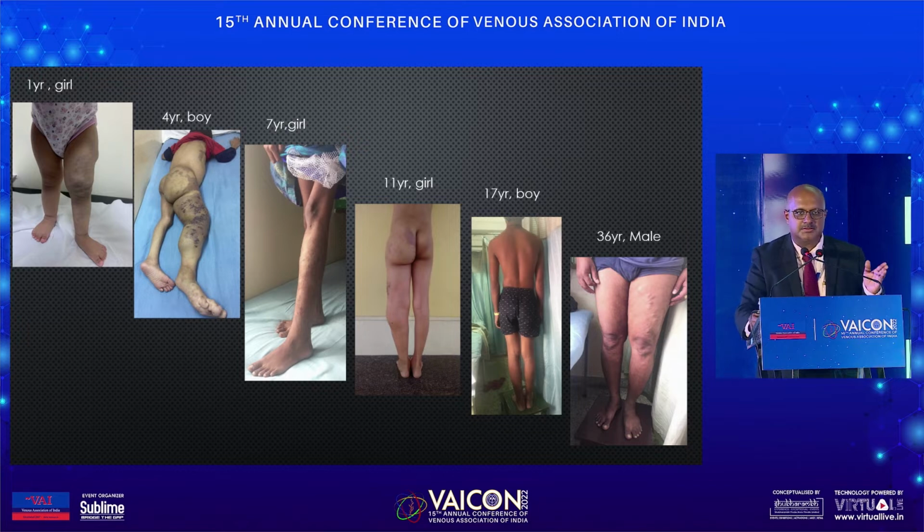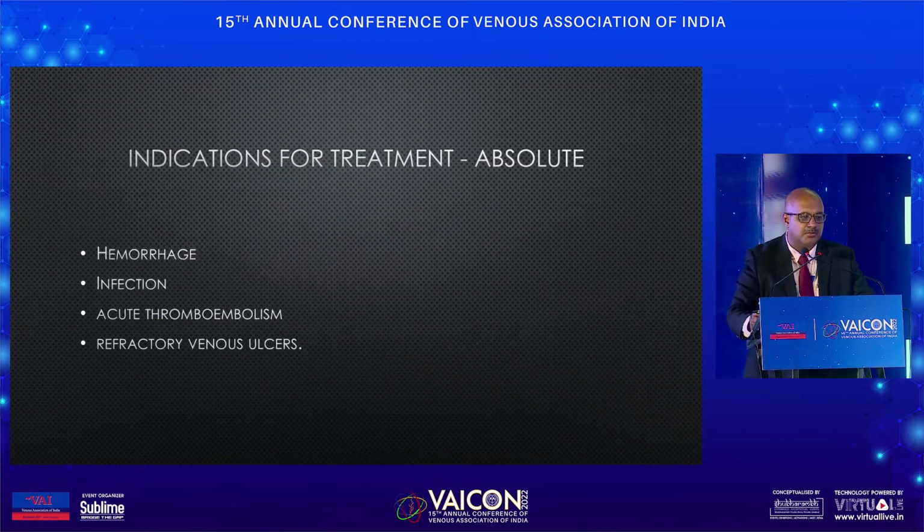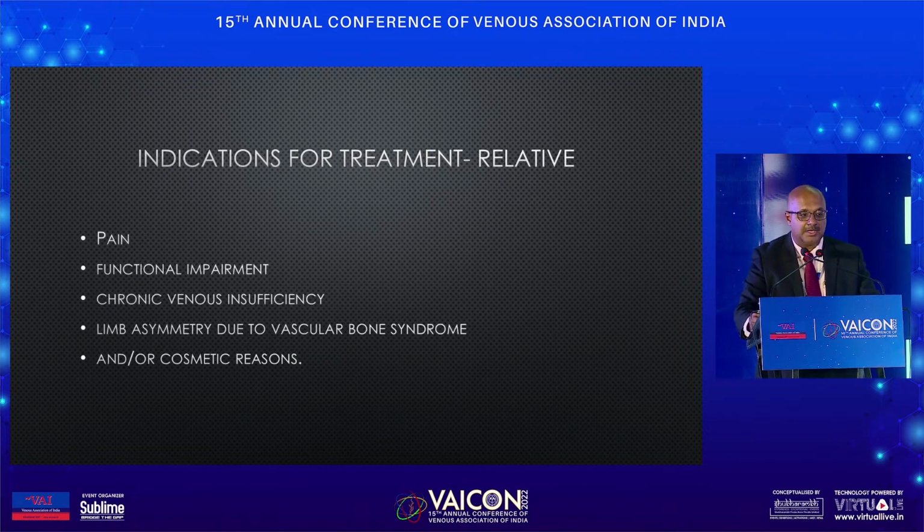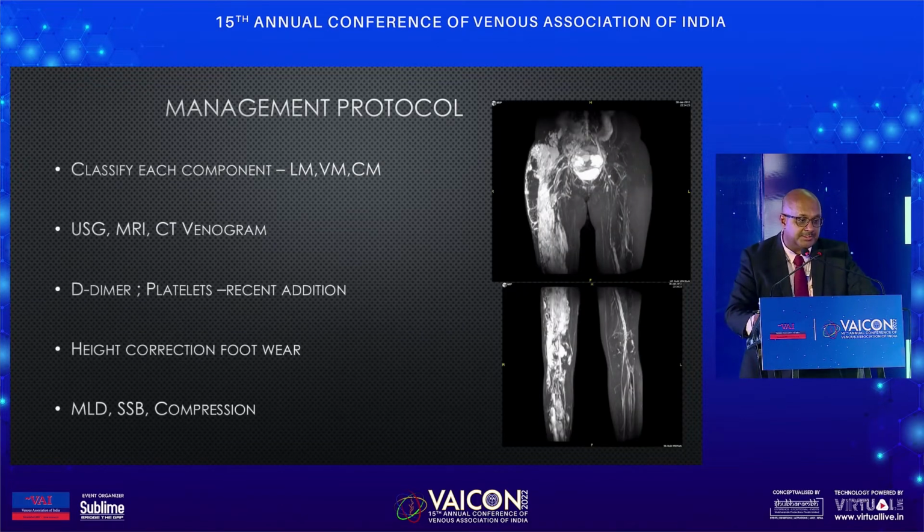These are my patients. I've seen them from about 6 months onwards to what you're seeing here and more. The indications, some of them are absolute, and these are when they have thrombosis or hemorrhage or infection, or if they have an ulcer. The relative indications often are pain, which is often associated with thrombosis or venous pooling, and they do have functional impairment. CVI will set in if the veins haven't been taken care of, and limb asymmetry, the importance of which I will allude to later in the talk. Cosmetic reasons cannot be underplayed.